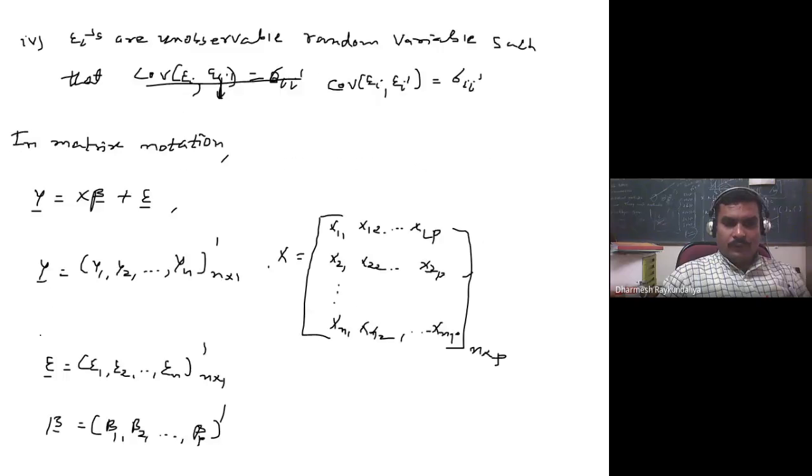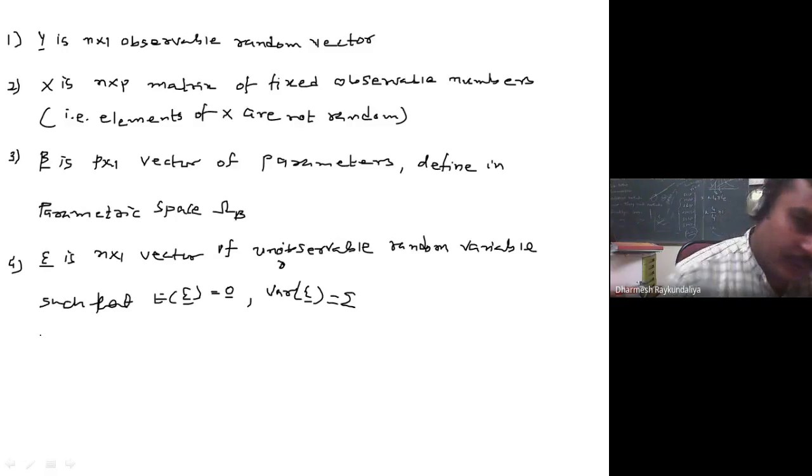So whatever the models we have written, this y is equal to x beta plus epsilon, where y is equal to y1, y2, up to yn, and beta has this form. Y is observed, x is of order n cross p but it is fixed, beta is a p cross 1 vector of unknown parameters, and epsilon is an unobservable quantity of order n cross 1, and it is a random vector whose mean is 0 and variance covariance matrix is sigma. This is defined as the general linear model.